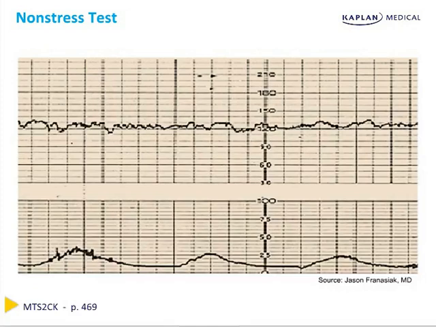Here we see an example of a non-reactive non-stress test. We do see good variability throughout the fetal heart rate shown by the arrows. However, we do not see any distinct accelerations. This could just mean the baby is sleeping and vibroacoustic stimulation can be performed.